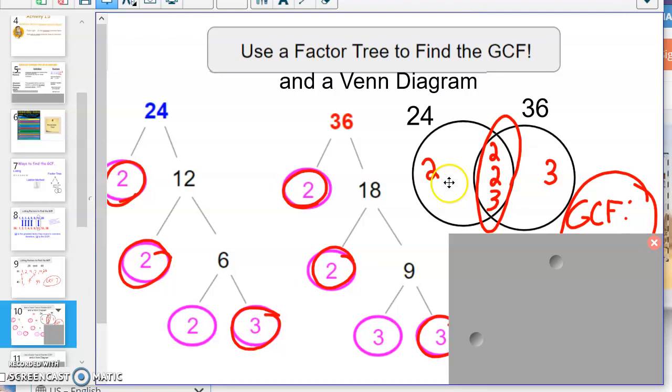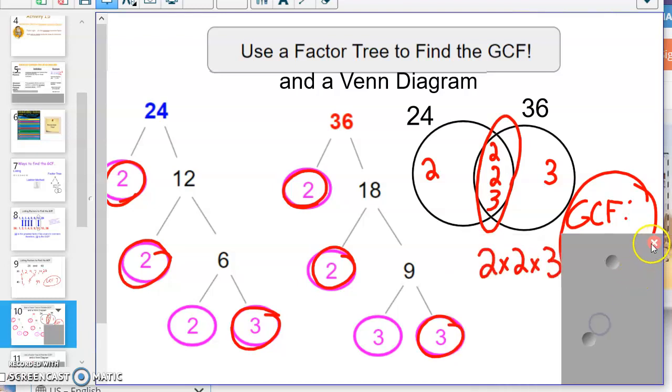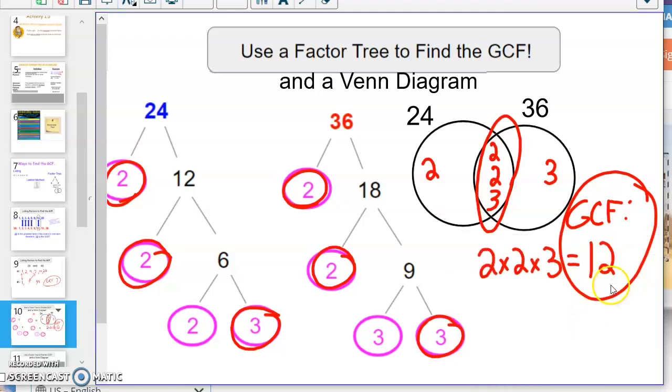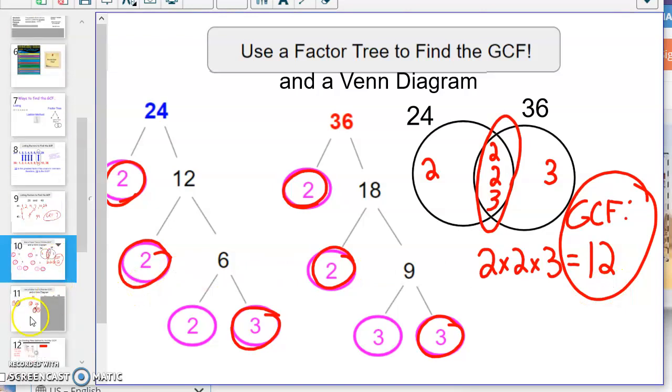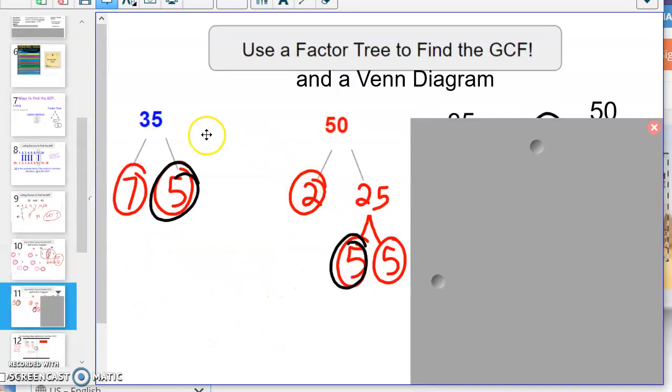24 still has this 2 left over. 36 still has this 3 left over, so I put that over there. Then I go to the middle section, and these numbers that are in common with both of them, I multiply those numbers together. And that then gives me my greatest common factor, which is 12. Okay, this method one more time.